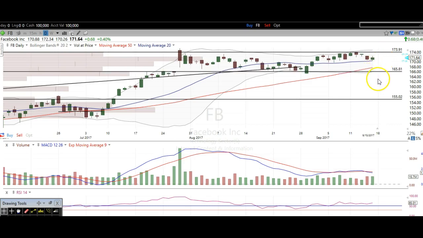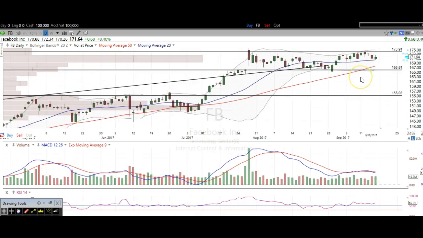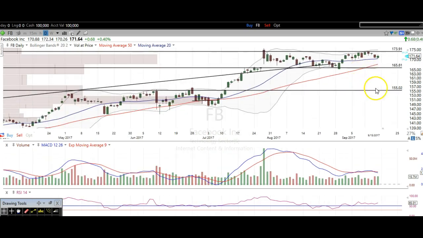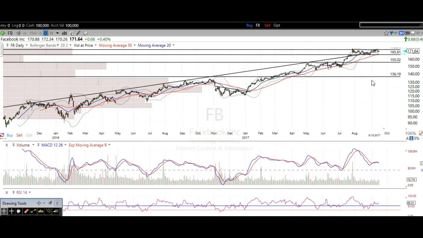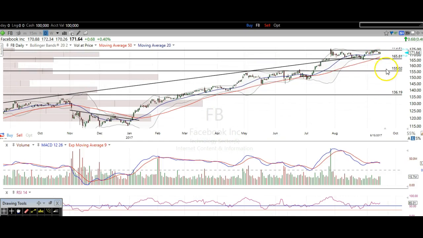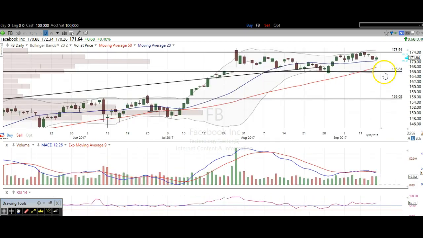If we crack about 165, that's going to be a crack lower, and we're going to head down to about 155. And you can clearly see, even if we head down to 155, this is still nothing but a blip on this extremely bullish stock. So even if we do head lower, still very bullish. But just be aware of these two main levels: 165, 174. Pay attention to these two main levels on Facebook, and you're going to do just fine.